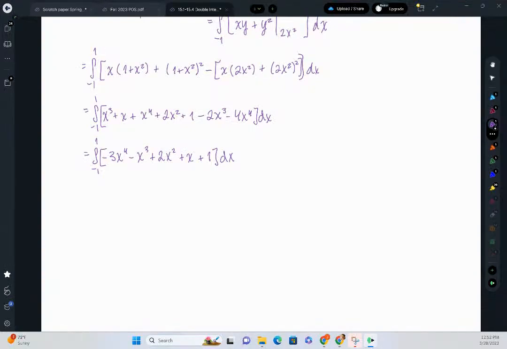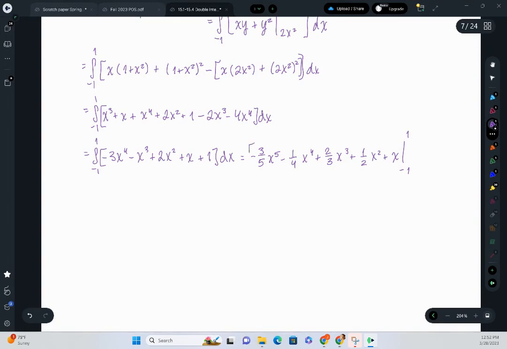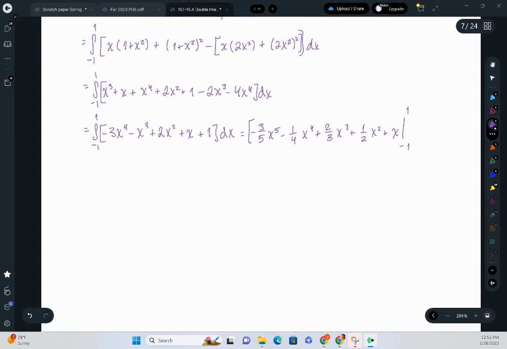All right, let's go ahead and integrate. The first term is going to give me negative 3 over 5, x to the 5th, minus 1 over 4, x to the 4th, plus 2 over 3, x cubed, plus 1 over 2, x squared, plus x. And this is going from minus 1 to 1. And then I'm going to go ahead and substitute this in, and I'm going to put it in my calculator after that. So if I substitute a 1, just remember all powers of 1 are 1. And so this gives me negative 3 over 5 minus 1 over 4 plus 2 over 3 plus 1/2 plus 1.